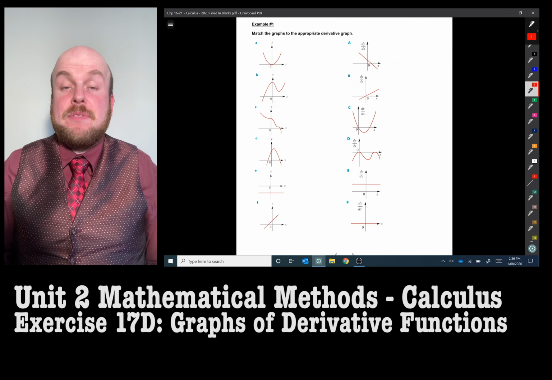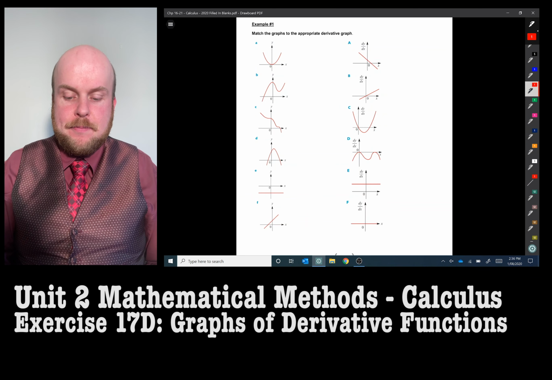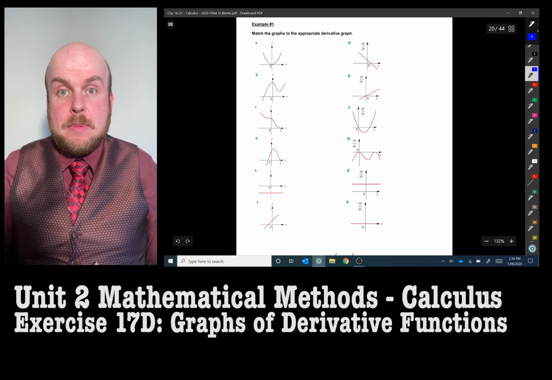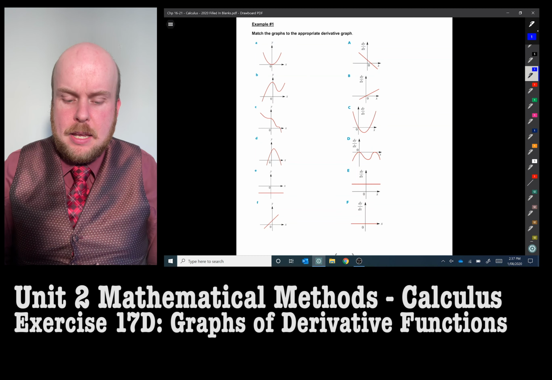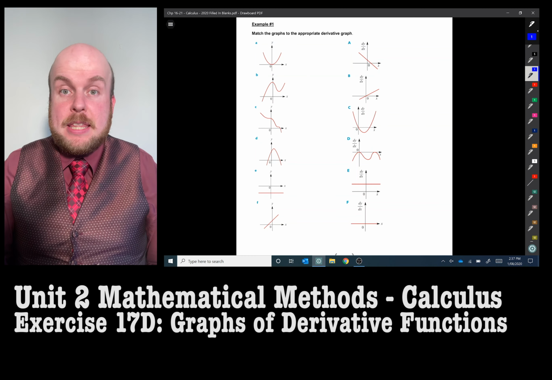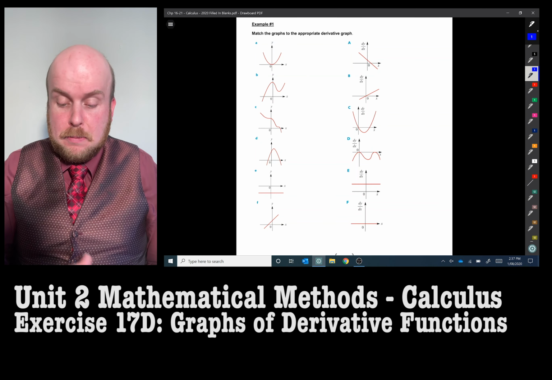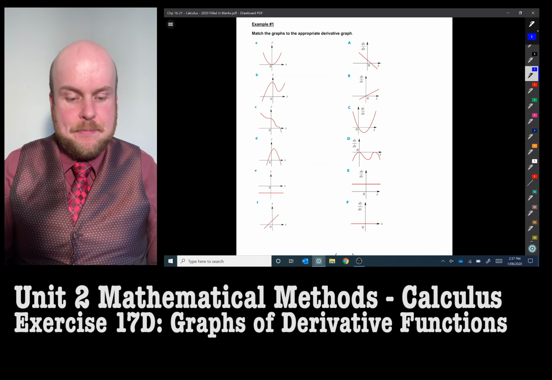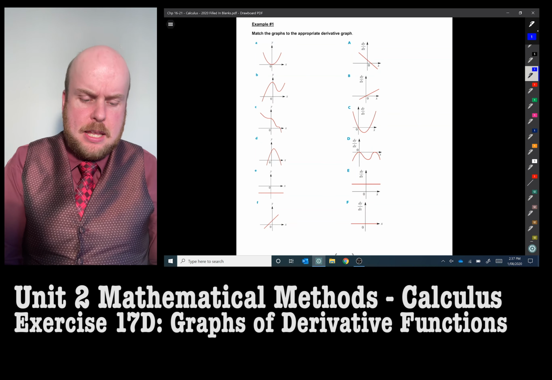Example 1, match the graphs to the appropriate derivative graph. So, one strategy is to make an estimate as to what the equation might be for the original graph, that we can then use to estimate which one of the following that graph is. So let's have a look at A at the very top there. This one here.